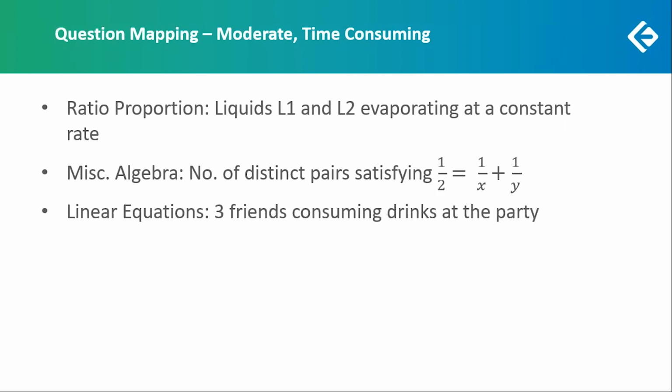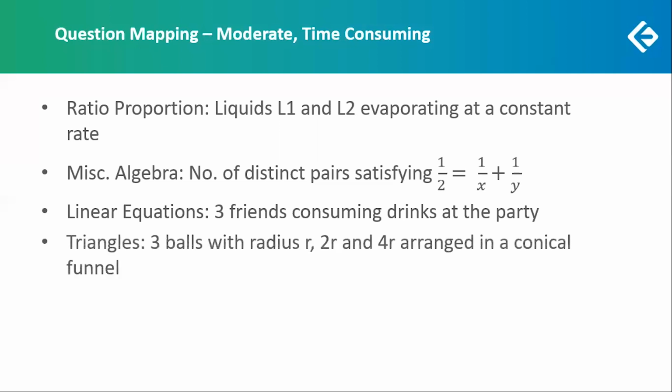A question on linear equations where 3 friends were consuming drinks at a party. It was given that there were a certain number of glasses of drinks. The first friend consumes 1/3 of the glasses and then refills 4 glasses. The second friend consumes 1/4 of the remaining glasses and again refills 4 glasses. The third one consumes half of the remaining glasses and refills 4 glasses. Finally, the number of glasses was equal to 12. So you can make an equation and solve for the value of x, which was the original number of glasses.